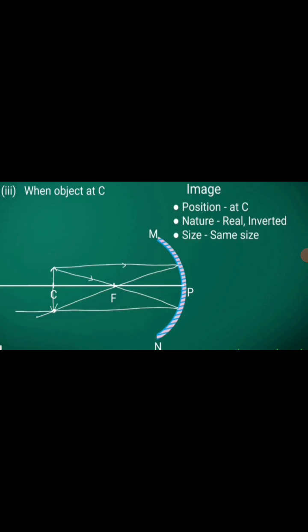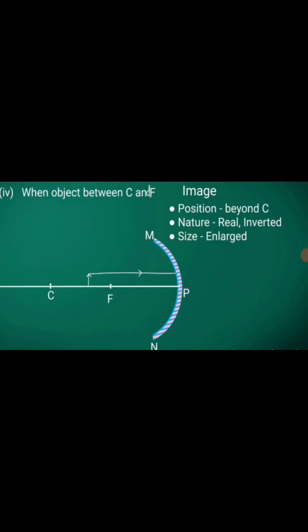And what about the nature of the image, children? Here it is real and inverted. And what happened to the size of the image? It is exactly the same size as that of the object. So if the object is at C, the image is going to be formed at C, and it is going to be real and inverted, and of the same size as that of the object.